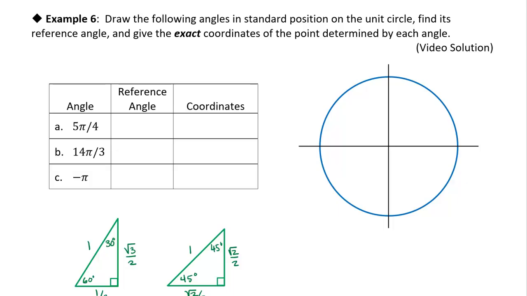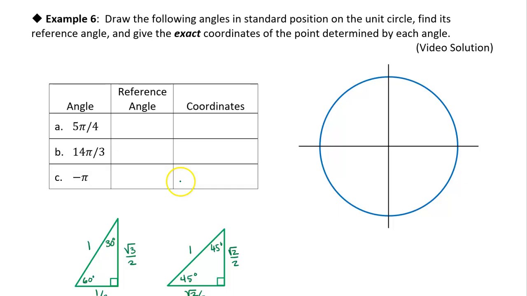Now, the reason I know they're in radians is not because of the pi, right? It's just because there's no degree symbol, so it's radians. All right, let's start with 5 pi over 4. Now, where is that on the circle here? I have a unit circle over here. Let's figure out where that is on the unit circle.